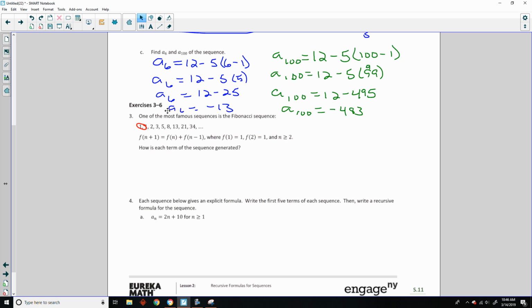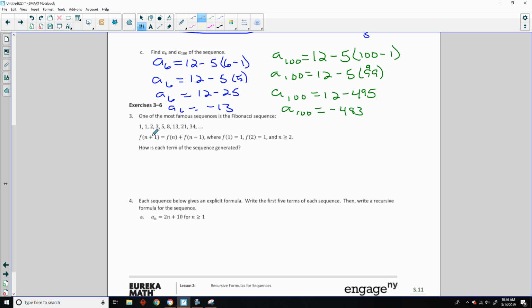3, let me make that circle bigger. So the Fibonacci sequence says take your first term and add the prior; your term is the sum of the previous two. So 3 is 1 plus 2, 5 is 2 plus 3, 8 is 3 plus 5, 13 is 5 plus 8, 21 is 8 plus 13, and 13 plus 21 is 34. Okay, so that's the Fibonacci sequence.